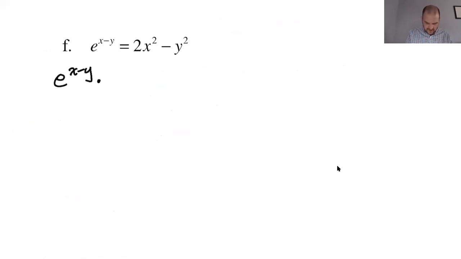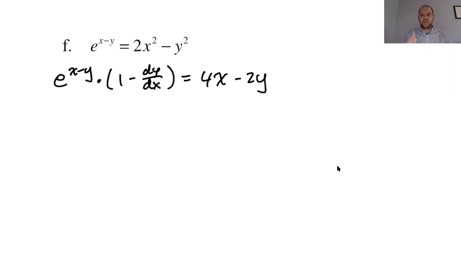e to the x minus y times the derivative of x minus y with respect to x. Derivative of x with respect to x is 1. Of y with respect to x is dy dx. So 1 minus dy dx equals. What I like is there's not even a product rule in this problem, and that's awesome because I didn't want to have to do that. You know, it just keeps coming up. Derivative of y squared is going to be 2y, but y is a function of x, so there's a chain rule situation. So 2y dy dx. Okay, so we got to get everything.